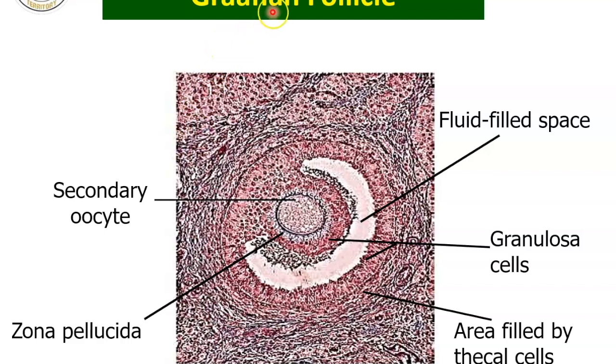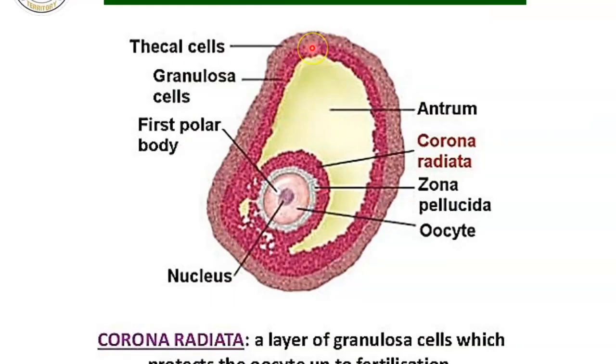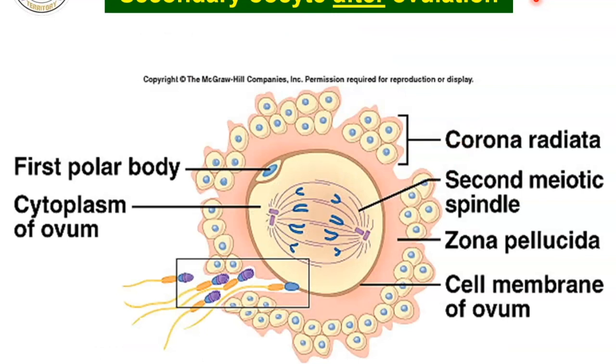This is the structure of Graafian follicle. Graafian follicle is the mature follicle that contains secondary oocyte. This is the structure of secondary oocyte before ovulation. This is the structure of secondary oocyte after ovulation.